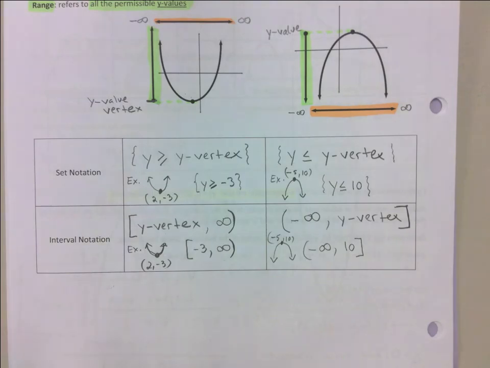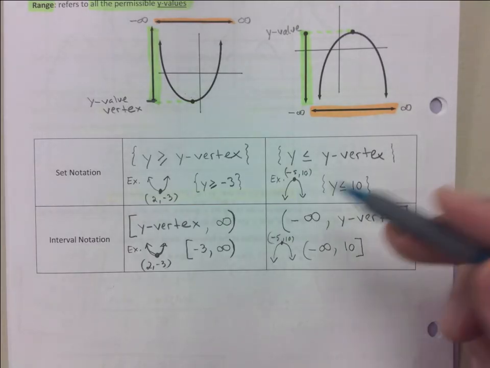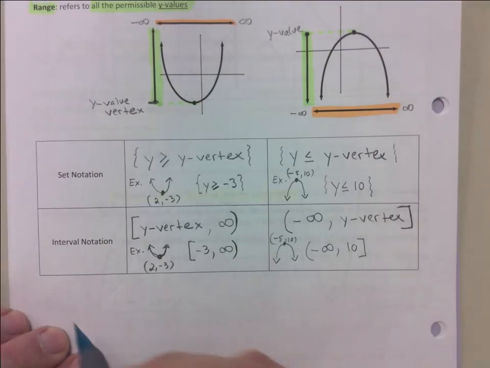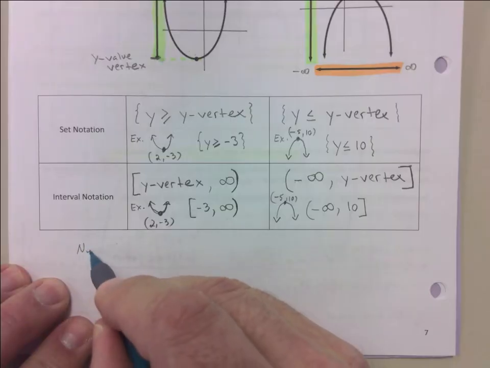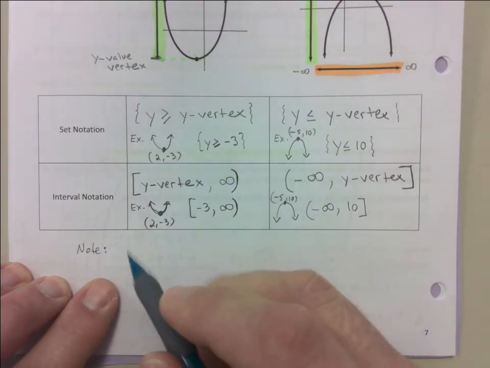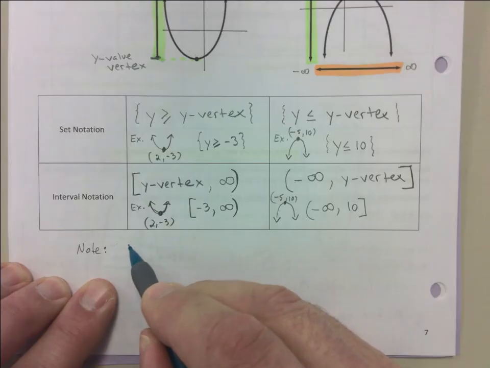So for the domain, we usually go from left to right. We read it from left to right. For the range, we go from the bottom up. Okay, that's how we kind of view this. Okay, so note down here: smallest first for domain and range.